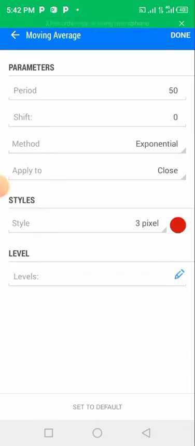On the moving average, we have the period of 50, the shift is 0, method is exponential, apply to close, style is 3 pixel, and the color is red. You can use any color of your choice, but always make sure it's a color that is visible, that you can see very well on your chart. And after that, you click done.